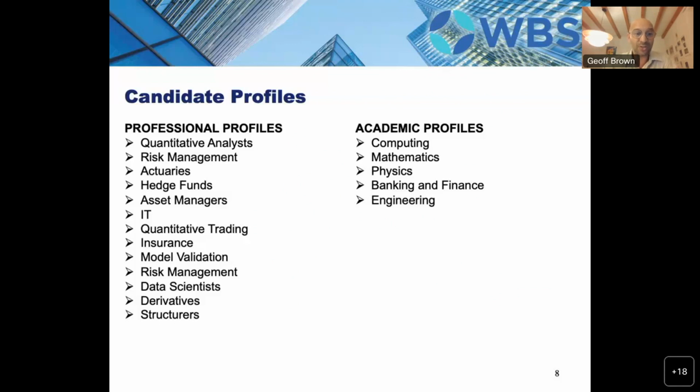So the professional profiles, this is important enough for me to emphasize each and every one of them. Either quantitative analysts, risk management, actuaries, if you work in a hedge fund, asset managers, IT, quant trading, insurance, model validation, risk management we've already mentioned, data scientists, if you work with derivatives, or if you structure derivative products. And the academic profiles are numeric, for the most part: computing, mathematics, physics, banking and finance, or engineering.